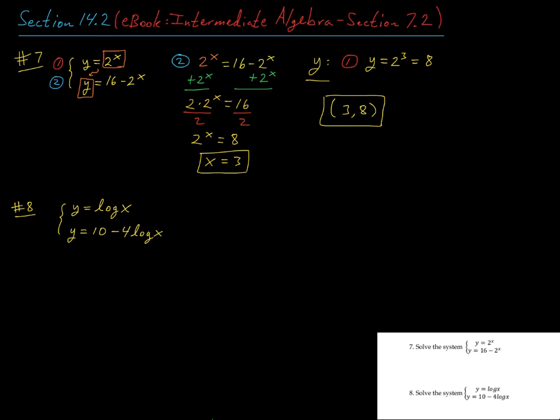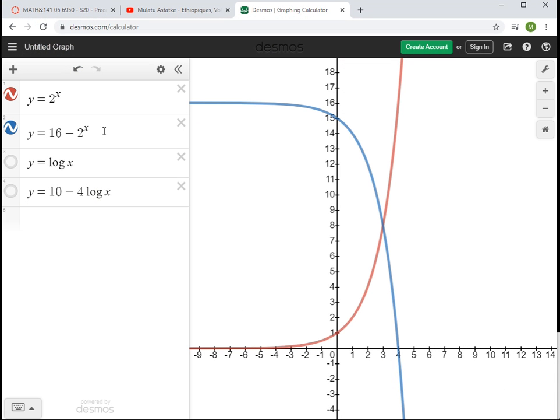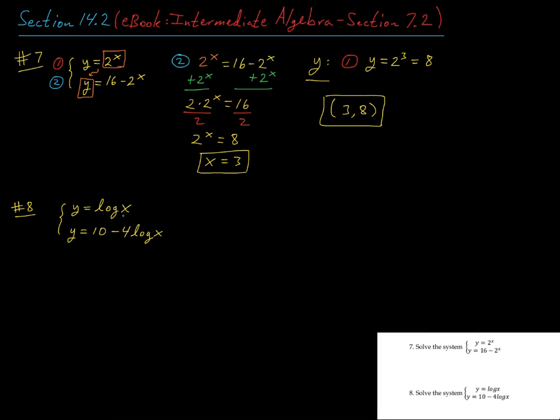All right, so let's go to the graph here. We have our equation y is 2 to the x here. Its graph is in red, and then y is 16 minus 2 to the x. That's here in blue, and I can see that these curves intersect. Yep, at that point, 3, 8. So it works. Nice.